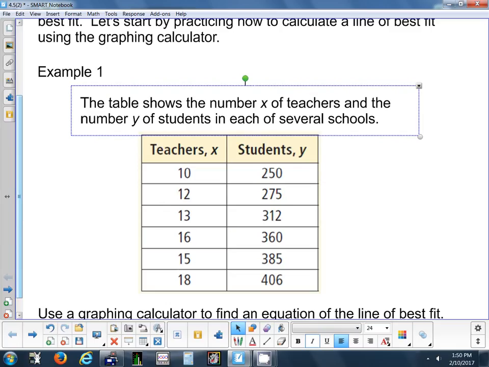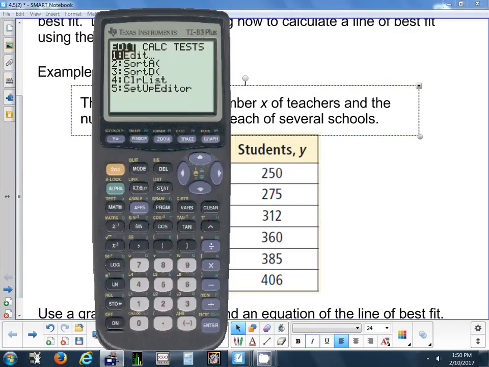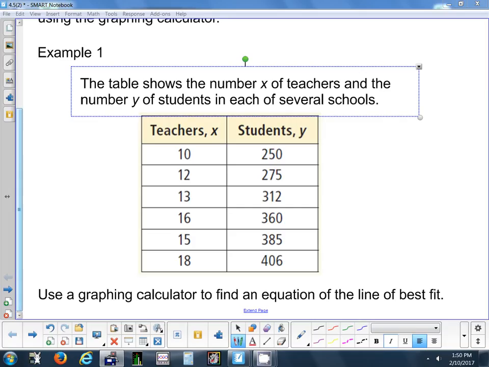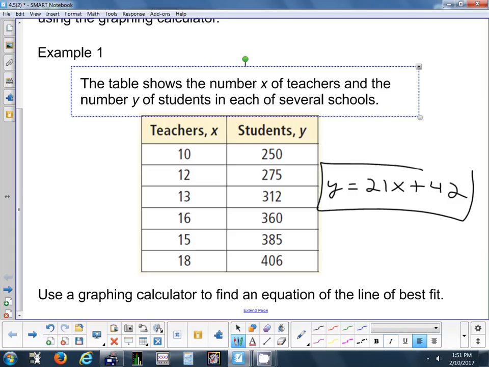And if you typed all these numbers in on the calculator right here, and then did what I just did, it would give you an answer of y equals 21x plus 42. So you guys have a blank line right next to the table that says y equals. Okay, write in 21x plus 42. Okay, that's the answer that you would get if we did it on the graphing calculator.